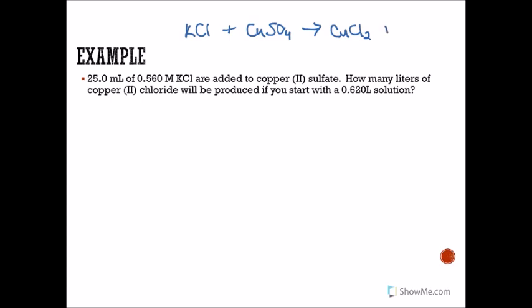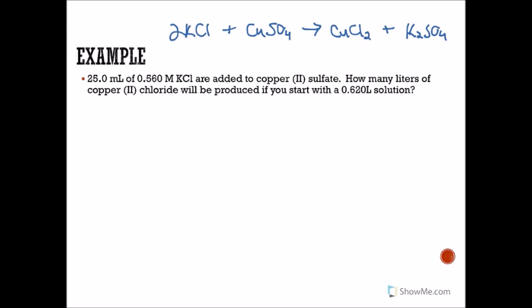Well, we're missing one product here. We are missing our potassium and our sulfate. Make sure we write those in as our other product, and then we need to balance. We have 2 potassiums and 2 chlorides, so we simply just need a 2 in front of potassium chloride. And then we write down our knowns and unknowns.